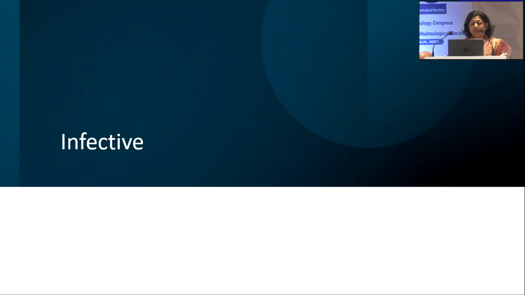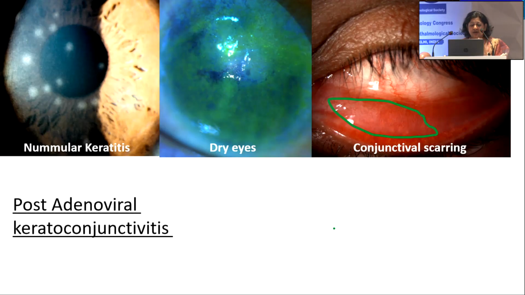Moving on to the infective, well, Dr. Sumana has taken us through the entire spectrum, but just the post-adenoviral keratoconjunctivitis, often children present with these nummular keratitis lesions that affect their vision, where they cause blurring of vision and photophobia.